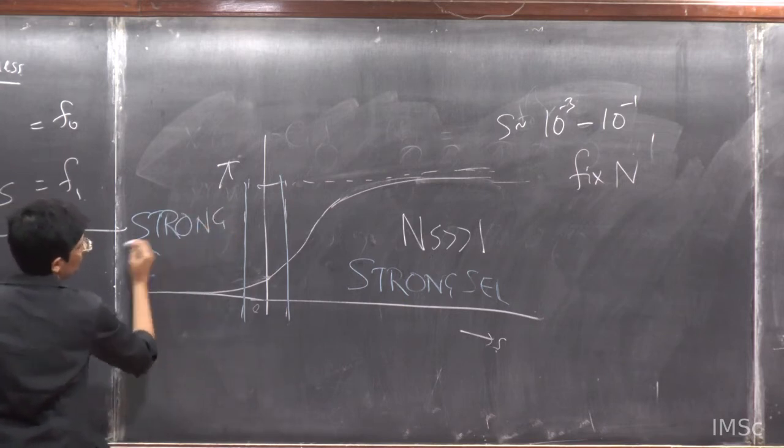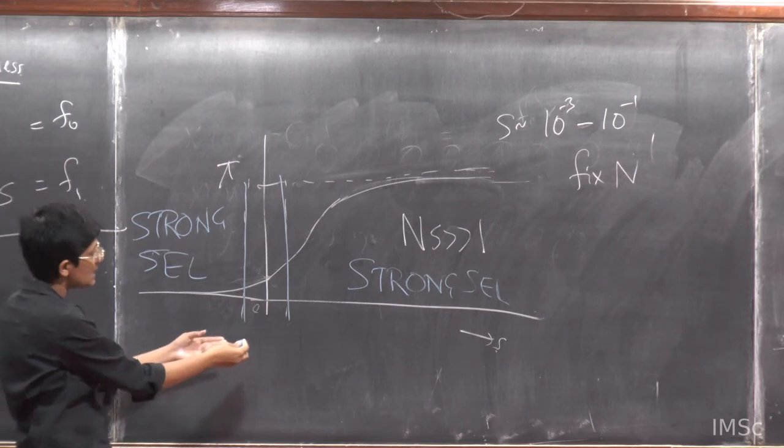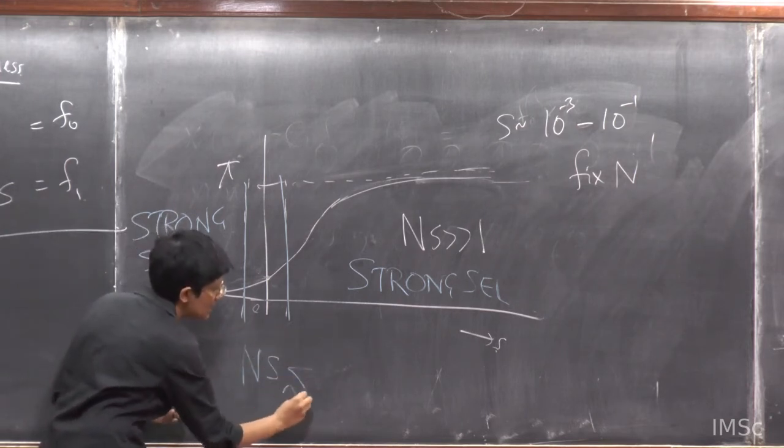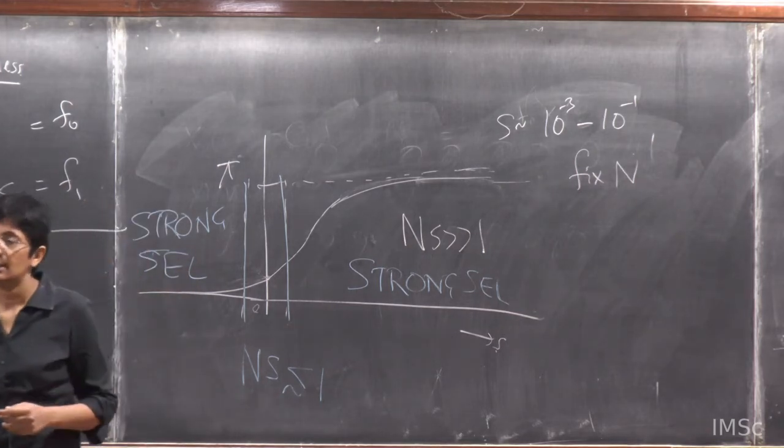The bad mutation. This in-between region is when ns is less than or of the order of 1.